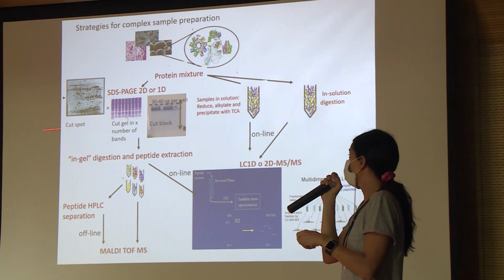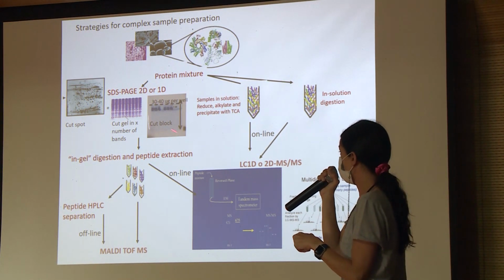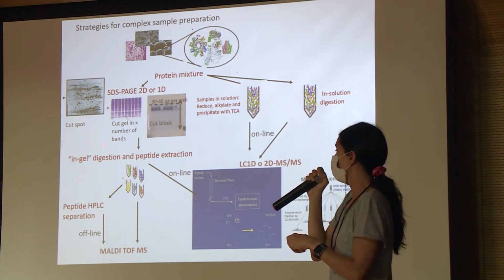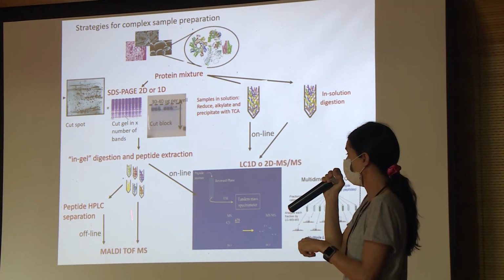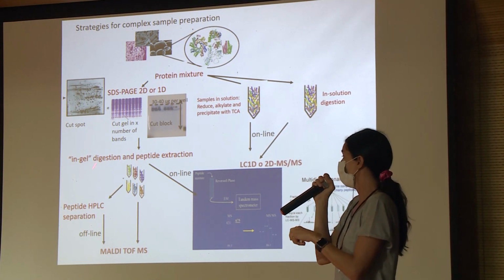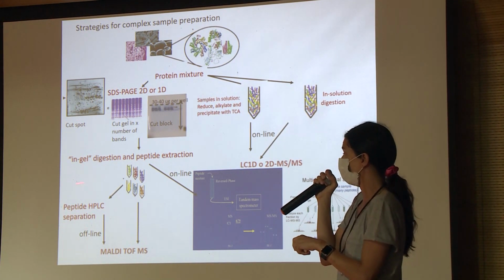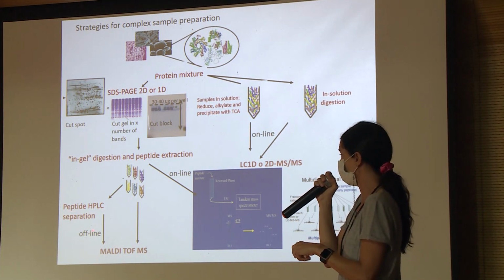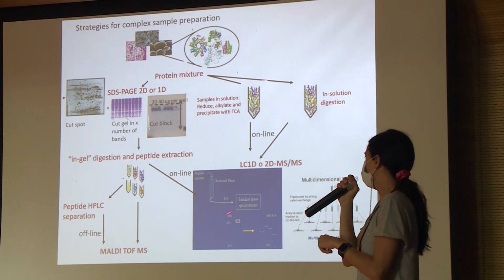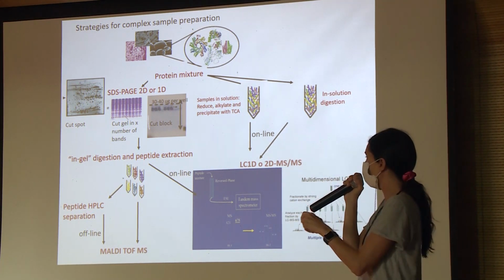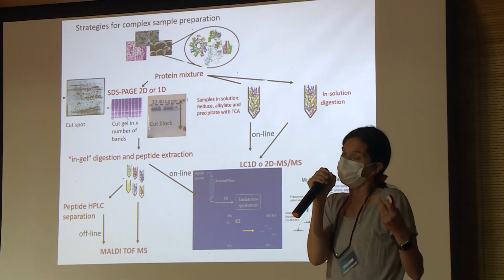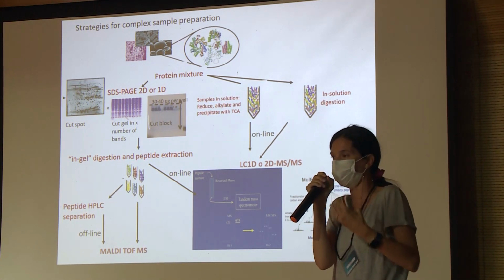If you have done the two-dimensional gel or you cut the gel in a number of bands, you can then either go directly to a MALDI-TOF, you can perform an offline HPLC separation and reduce the complexity, or you can go to an online reverse phase coupled to electrospray. So you can go either way you want, but the important thing is the first question I told you. How deep do you want to dig into the proteome?